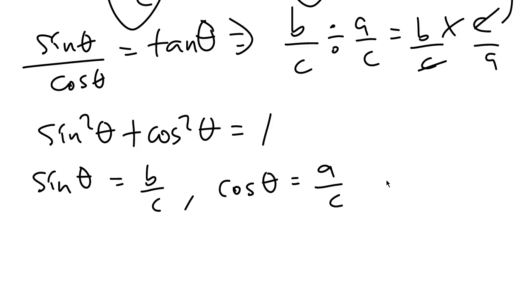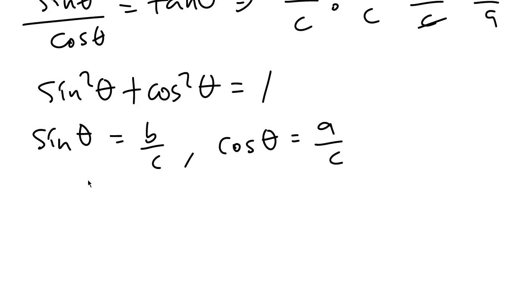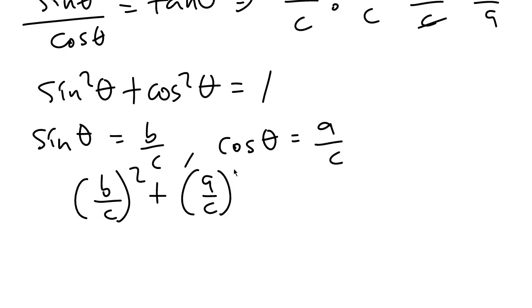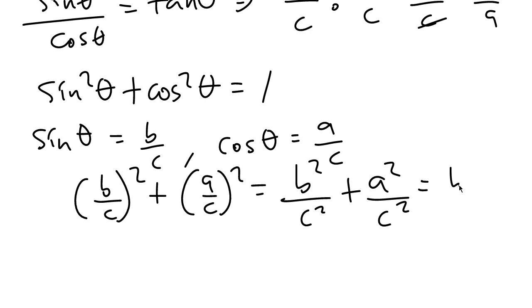So sine squared theta is simply going to be B over C all squared, plus A over C all squared, which is going to be B squared over C squared plus A squared over C squared, which is going to be B squared plus A squared over C squared.